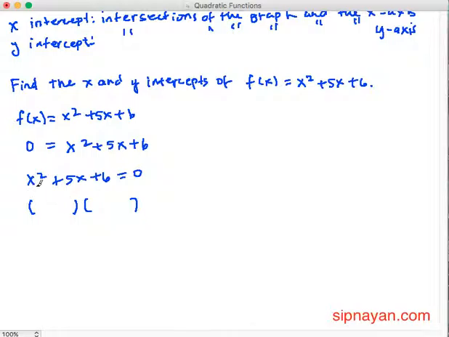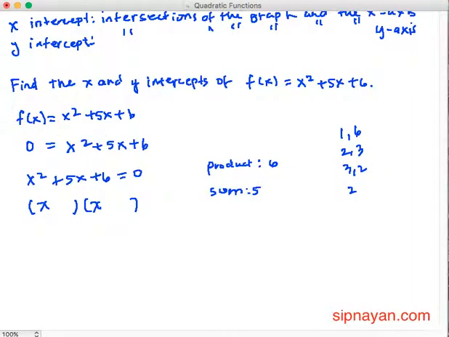So, factor natin. Yung x squared, syempre yung kanyang factors ay x at saka x, di ba? Now, we want to find the numbers whose product is 6 and sum is 5. Ano ba yung mga numbers na product ay 6? 1, 6. What else? 2, 3. 3, 2.